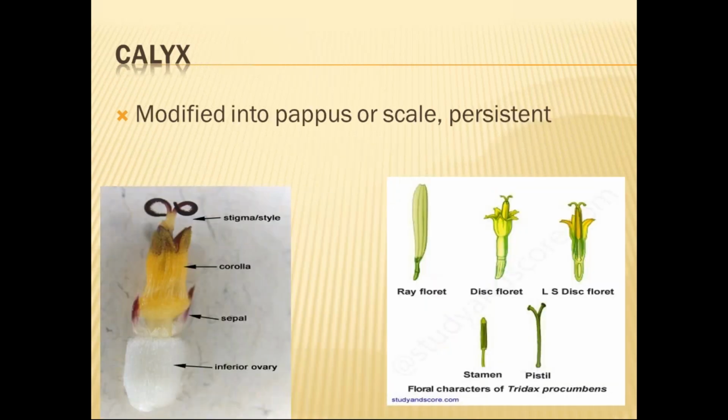The calyx is modified into pappus. As we saw in the ray floret also, it is modified into a pappus-like or scale-like structure. Here also we see the same thing. They are persistent, present throughout the flower.